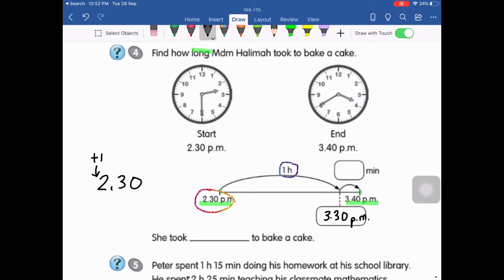And from 3:30 p.m. to 3:40 p.m., that is a change in the minutes from 30 to 40. So that is a change, an increase of 10 minutes. So in the end, she took 1 hour and 10 minutes to bake the cake.